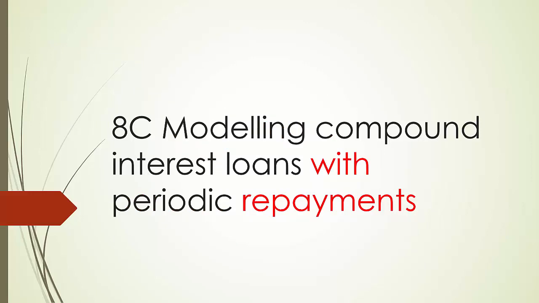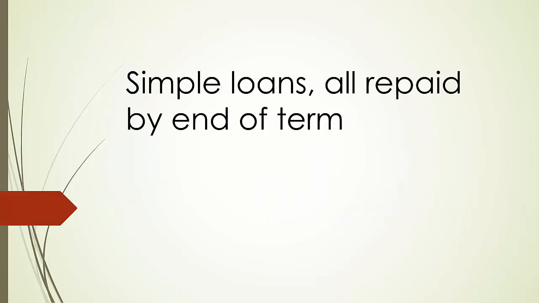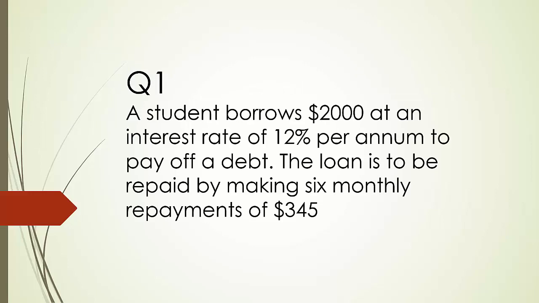So now moving on to 8C, modeling compound interest loans with repayments, with periodic repayments. So if it's a loan, you're paying it back over the term of the loan, 2 years, 5 years, or whatever it is. In 8C, we'll just look at simple loans which are all repaid by the end of the term, 2 years, 5 years, or whatever. So let's look at question 1 of the exercise, which goes like this.